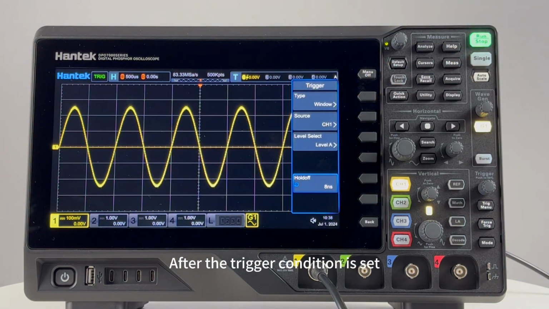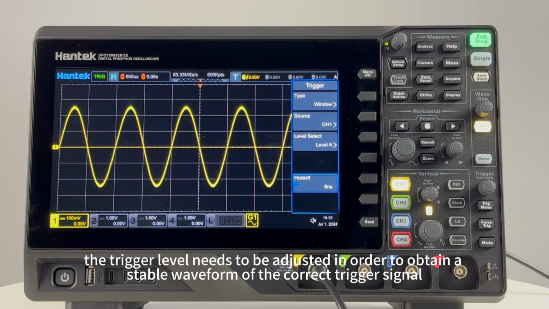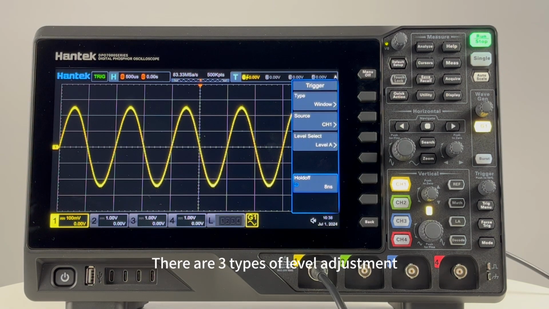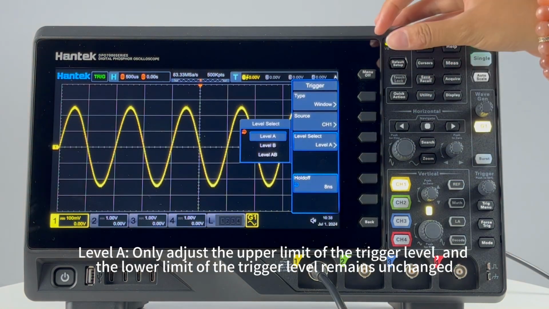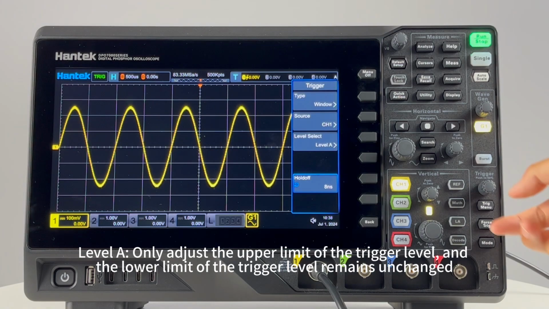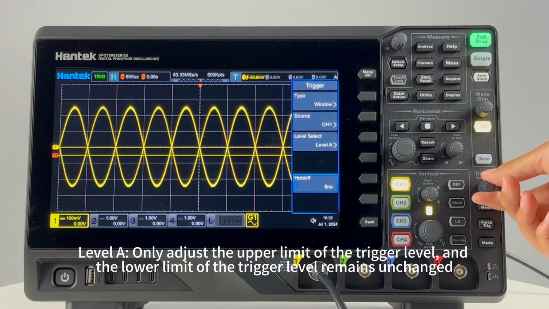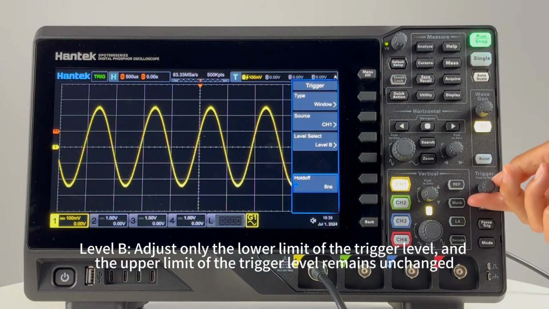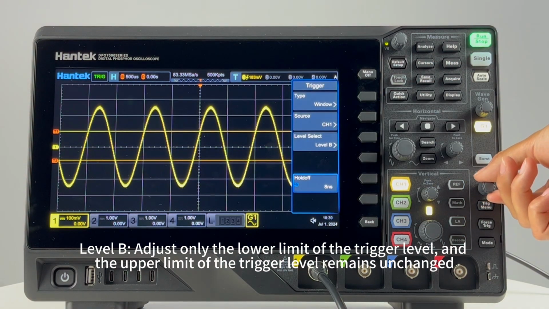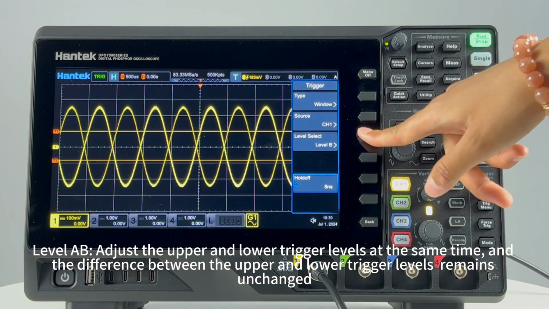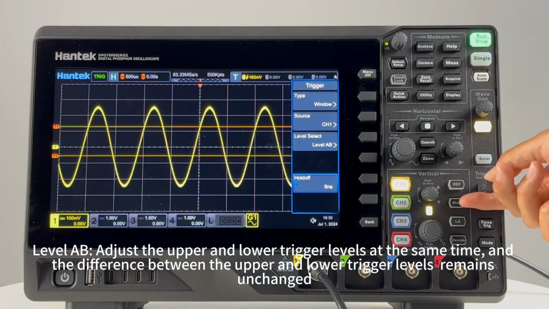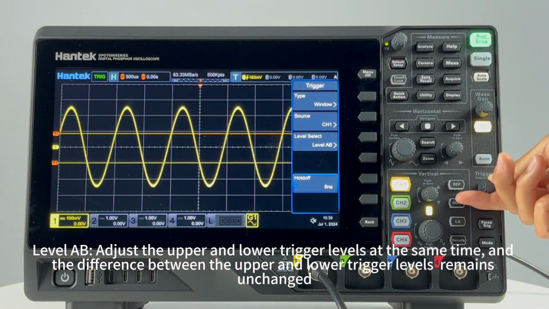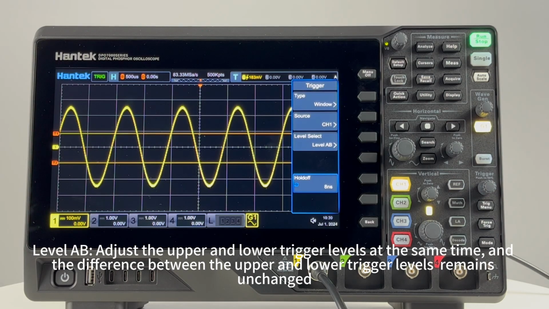After the trigger condition is set, the trigger level needs to be adjusted in order to obtain a stable waveform of the correct trigger signal. There are three types of level adjustments. Level A only adjusts the upper limit of the trigger level, and the lower limit of the trigger level remains unchanged. Level B adjusts only the lower limit of the trigger level, and the upper limit of the trigger level remains unchanged. Level AB adjusts the upper and lower trigger levels at the same time, and the difference between the upper and lower trigger levels remains unchanged.